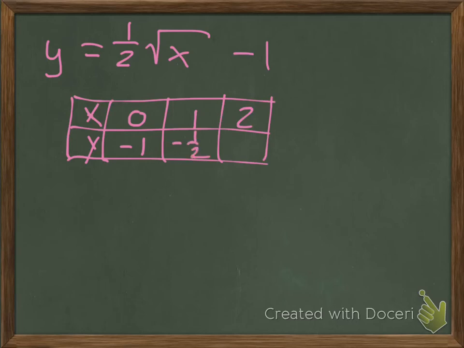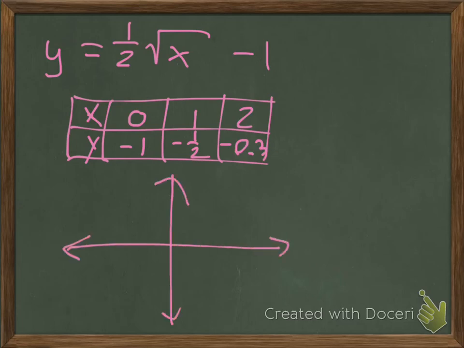Then the square root of 2 is 1.4. 1.4 times 1/2 is about 0.7. 0.7 minus 1 is going to give me -0.3. So I'm going to graph these. So I have 0, negative 1. I have 1, negative 1/2. And I have 2, negative 0.3.